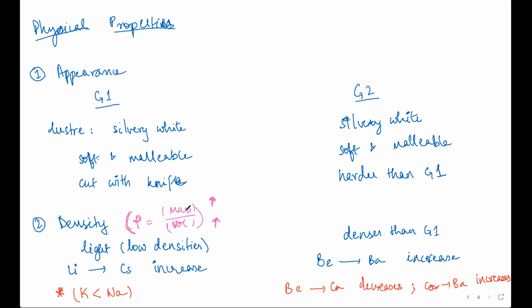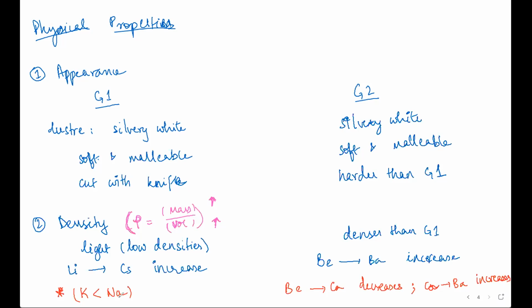Check the book, because maybe there should be more context to it. No, they have written large size, low density. Down the group, density decreases from lithium to Cs. That is not correct. Density increases down the group. I corrected it, ma'am. Okay, because that's what the numerical values also show.